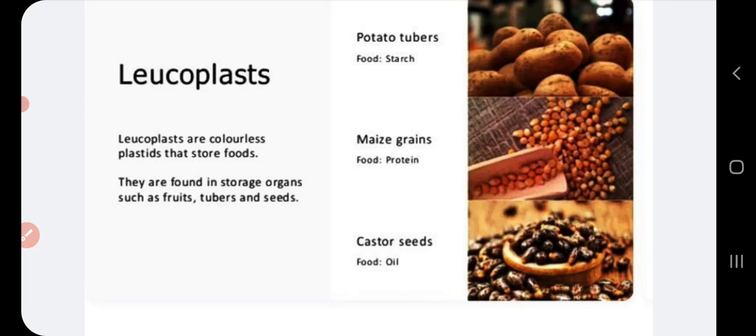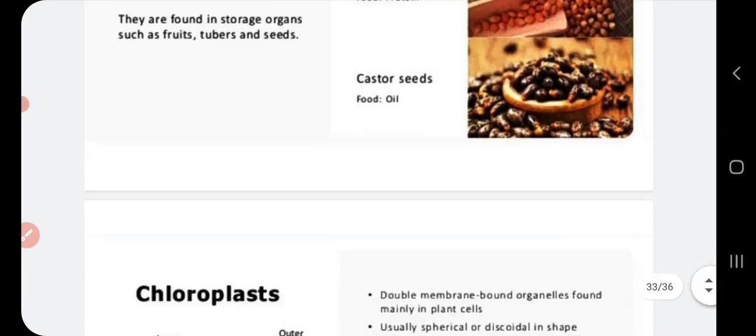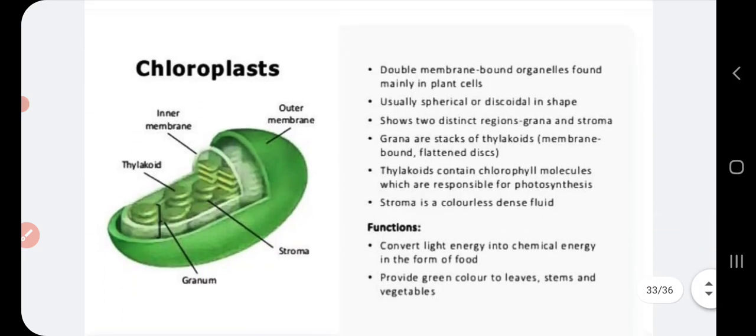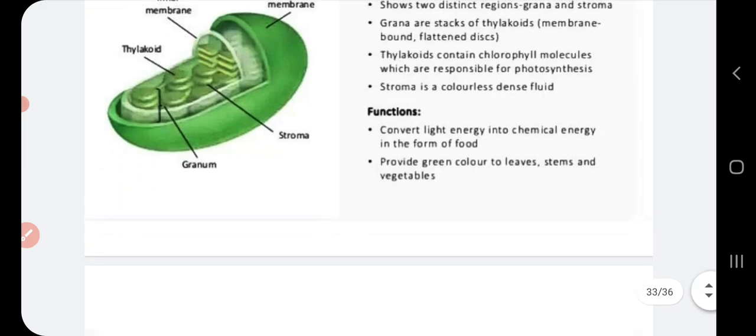They are found in the storage organs such as fruits, tubers and the seeds. These are the leucoplast. Chloroplast means it is present in the leaf of the plant, and it provides color, and it is the distinct region from the grana and the stroma, and the grana are stacks of thylakoids. मतलब वो मेम्ब्रेन को बाउंड करने में हेल्प करता है, और कुछ डिस्क को फ्लैट करने में भी हेल्प करता है. This is the chloroplast.